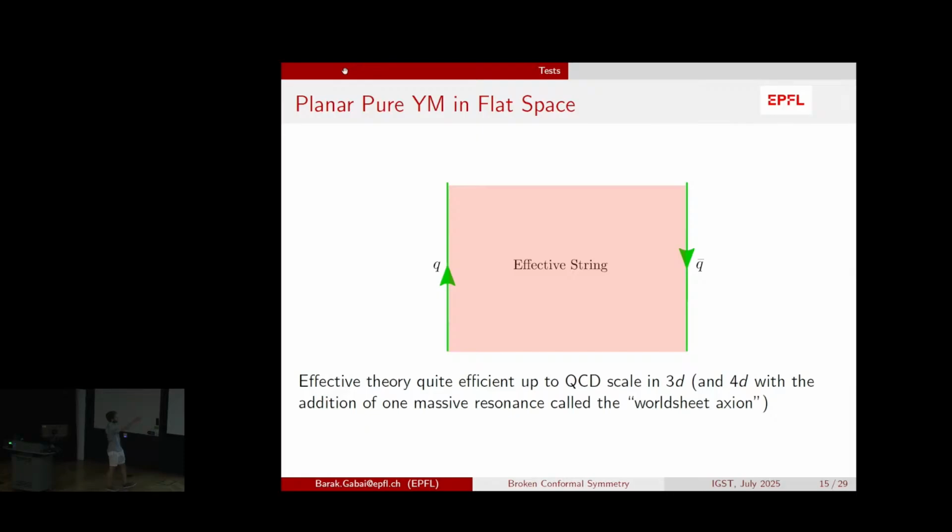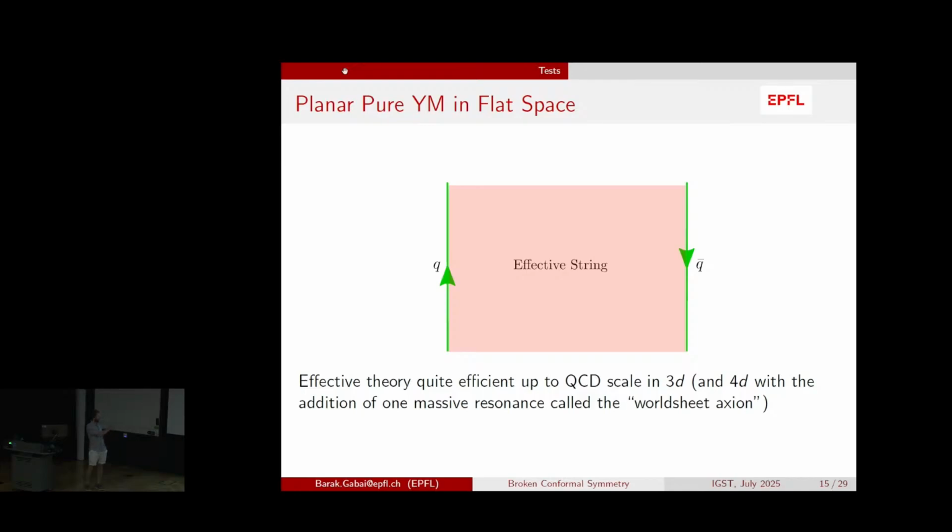Now, the fluctuations of this effective string can be studied using the Nambu-Goto action plus corrections that incorporate curvature invariance and extrinsic curvature invariance. What is kind of remarkable, and was verified using lattice studies, is that up to roughly the QCD scale in 3 dimensions, this effective theory works pretty well. So you just need to tune a bit the Wilson coefficients, but there are no new degrees of freedom that you have to integrate in for the effective theory to continue working.